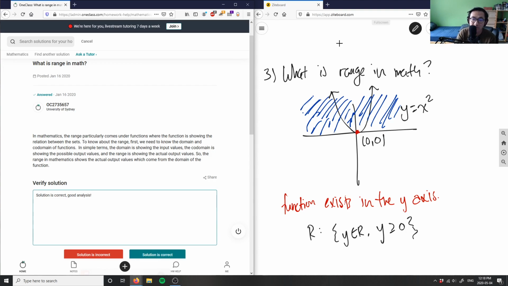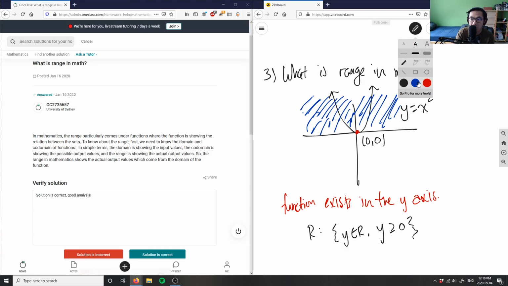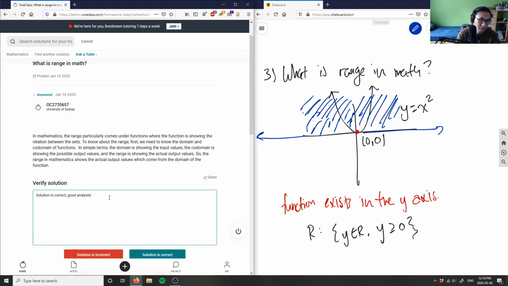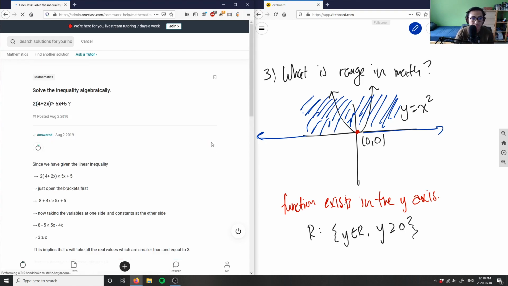In terms of this domain here, the domain of this function is x is all real numbers, right? If I go in terms of the positive infinity on the right hand side and negative infinity on this side, my function will always exist, right? Even if I put negative 100 squared here, I will get a y value. So in terms of my domain, there are no restrictions. x belongs to a set of real numbers. So I'm going to say the solution here is correct. Great analysis for this question. So the solution here is correct.